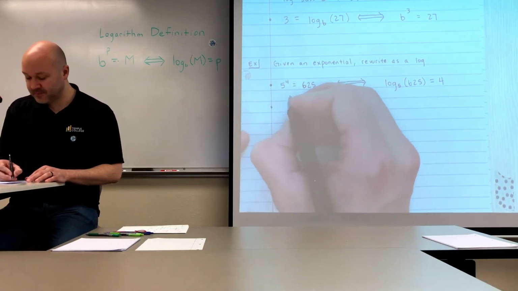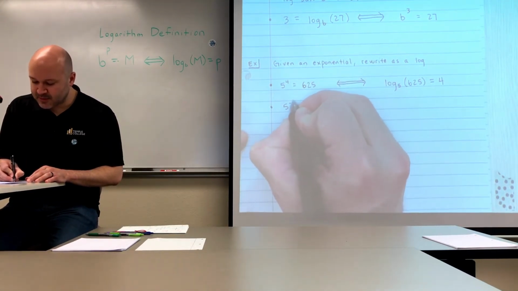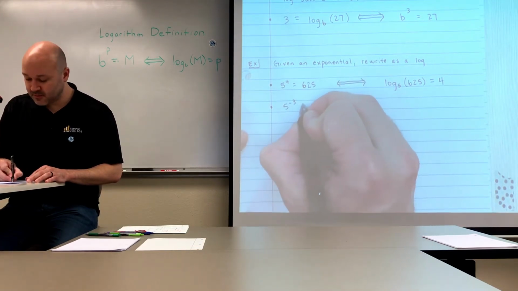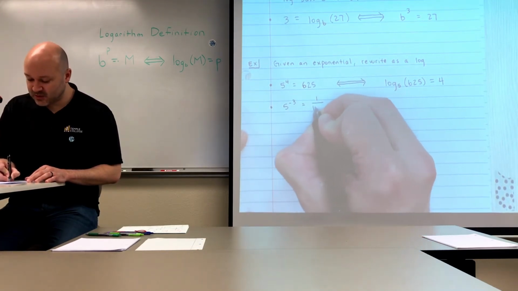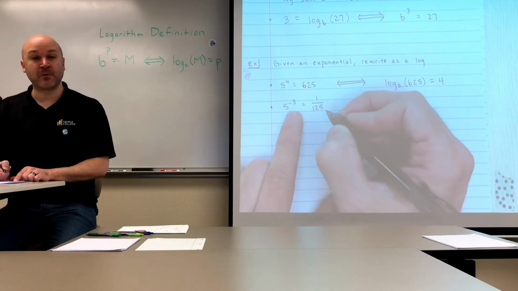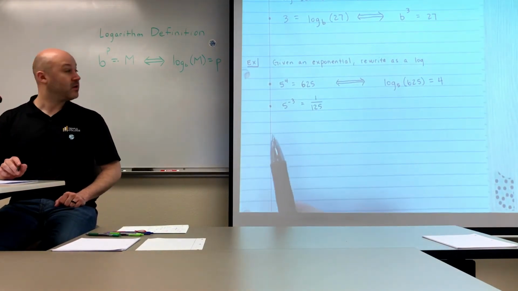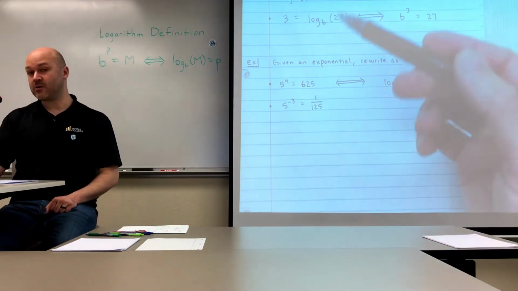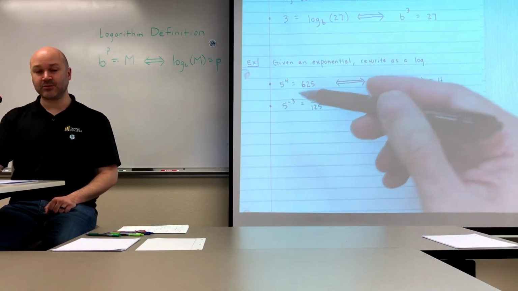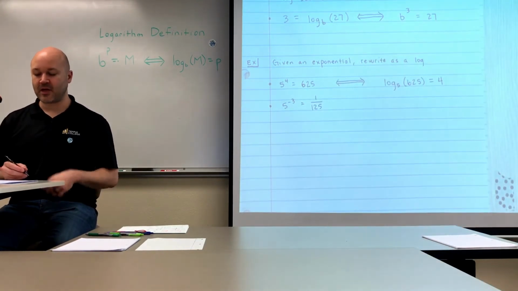Let's try that again. I think I'll amp up the difficulty level just a bit. I'm going to be testing your old exponent rules. Keep them fresh. So my base is 5. I have a power of -3, and then that's equal to 1 over 125. I'm going to rewrite it as a log.